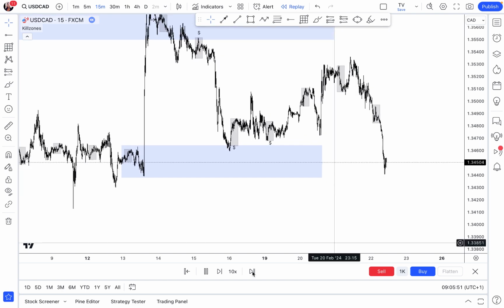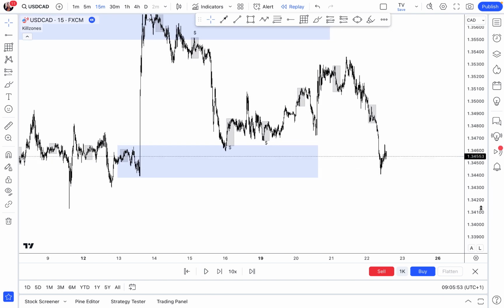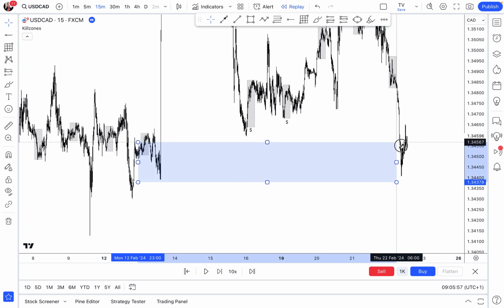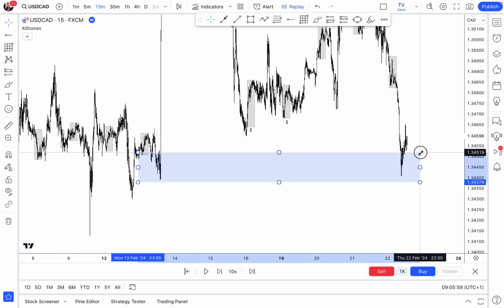So now market is back into this zone. You can see why patience is really important. You can see market is now in this level of demand, properly mitigating this zone.